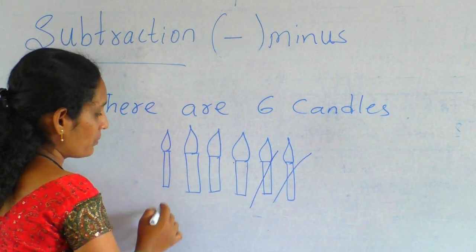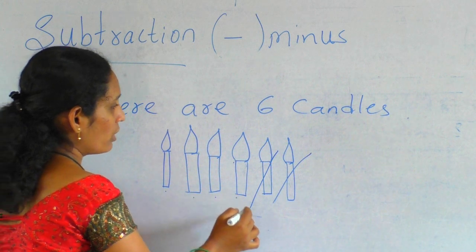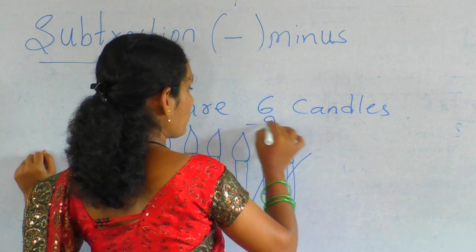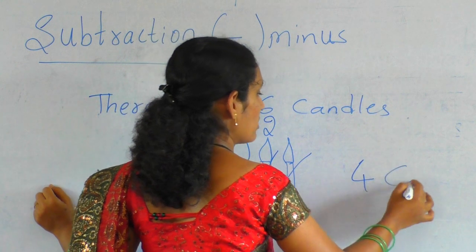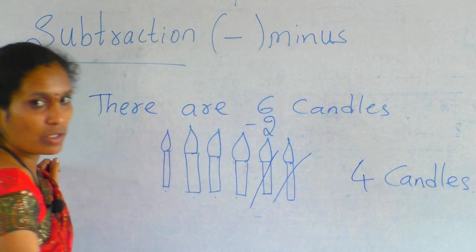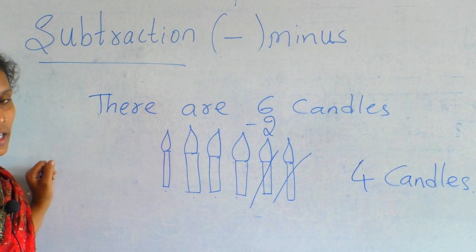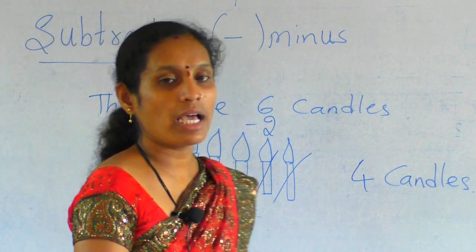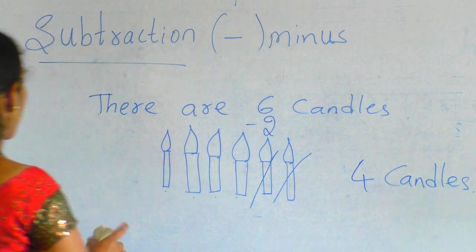How many are left here? 1, 2, 3, 4. The answer is 4 candles left. Understood? Like this you have to do the subtraction.